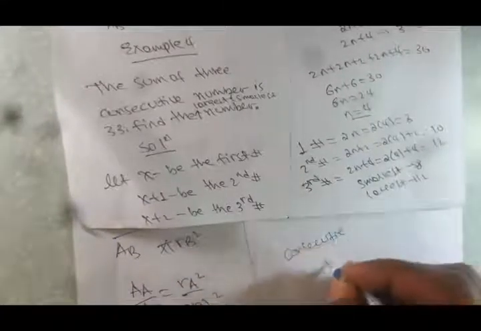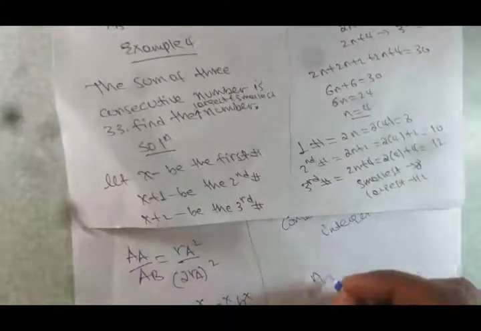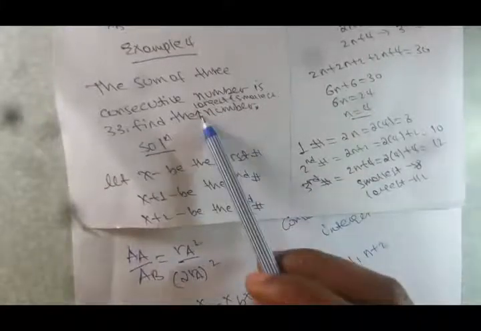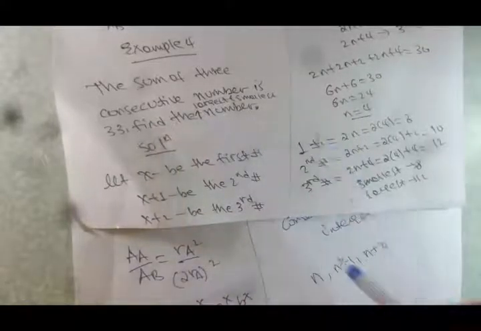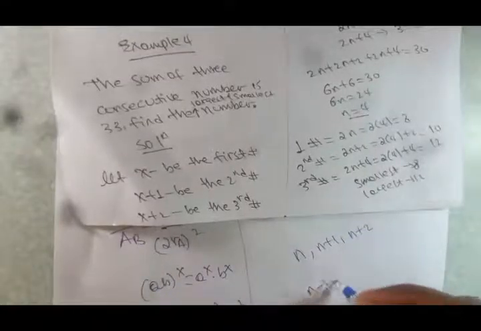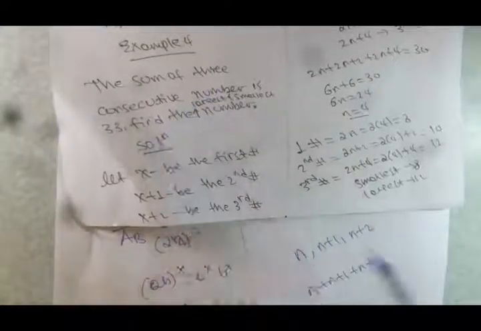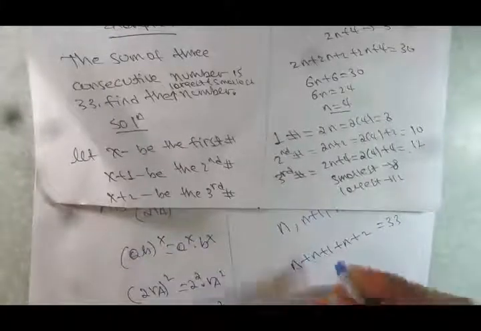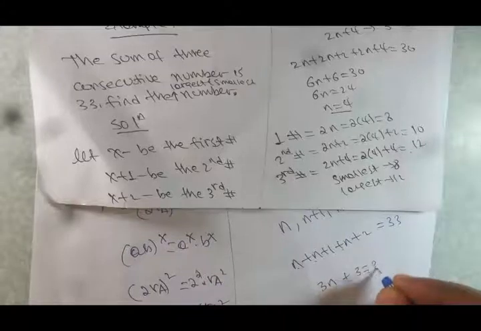consecutive integers. That means the numbers are n, n plus 1, n plus 2, because it does not say whether the consecutive numbers are odd or even. So we use consecutive integers. So n plus n plus 1 plus n plus 2, because it says the sum of three consecutive numbers is 33. Therefore n plus n plus n is 3n, plus 1 plus 2 is 3, equals 33.